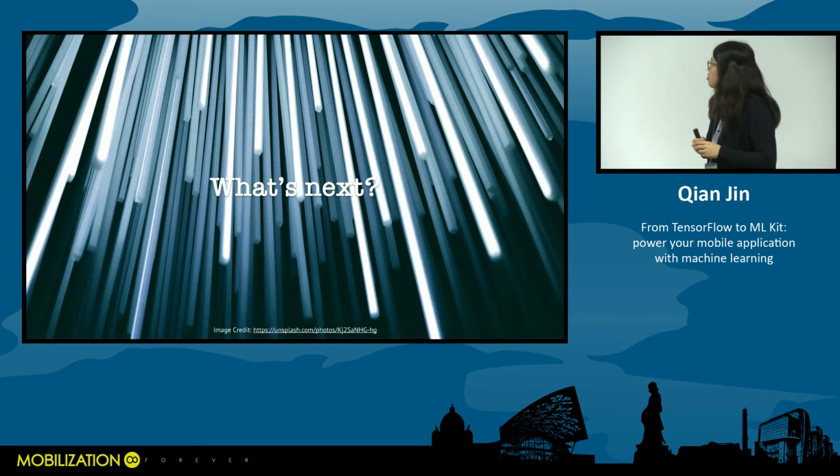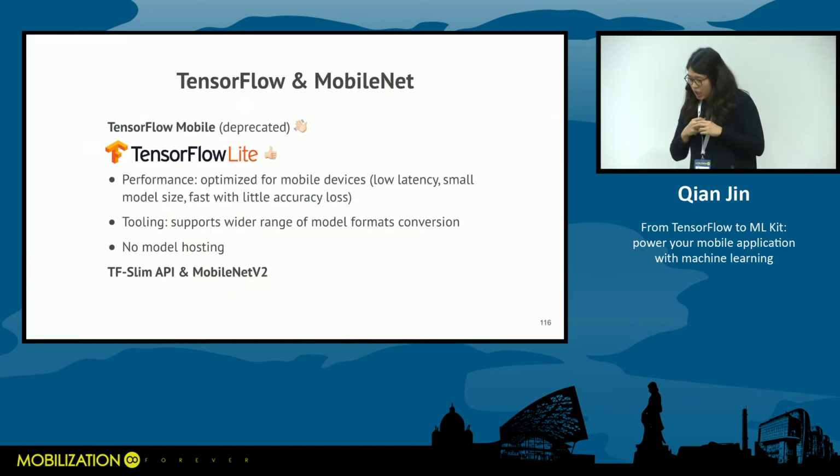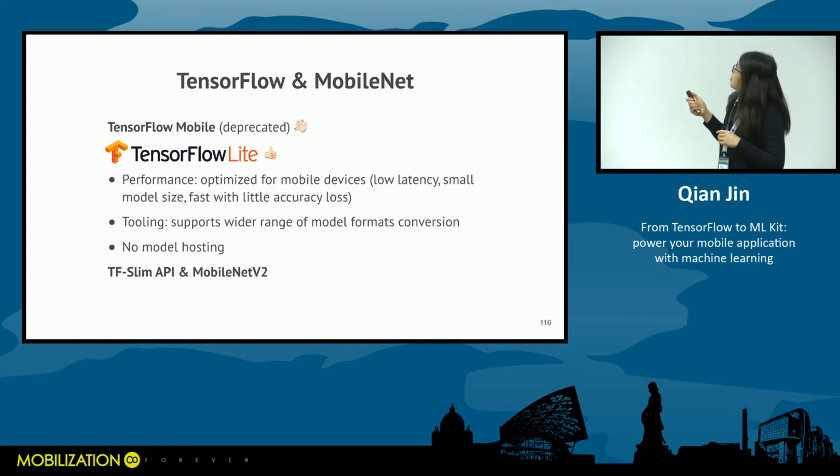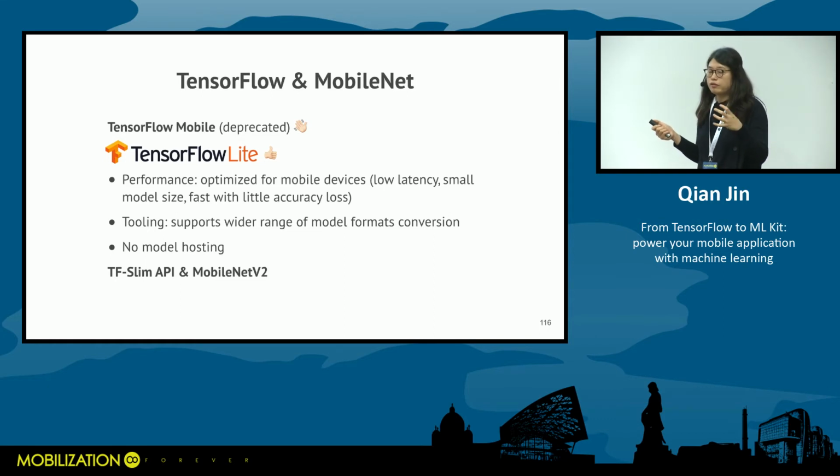But what's next? As you can see, TensorFlow Mobile has been deprecated. So now TensorFlow Lite is the default solution for all mobile-related machine learning. They've been optimizing the performance in various ways, and they are also starting to support a wide range of different formats, for example, the frozen graph, the SavedModel, and the Keras model. They also recently released MobileNet V2.